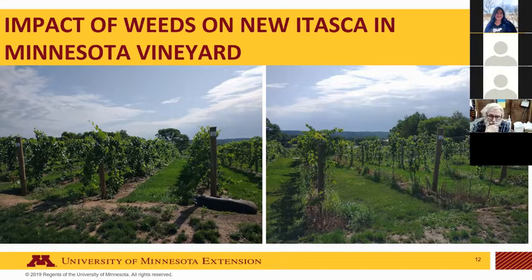And so the rows on the left, and these are Itasca vines, they were growing very, very vigorously. The ones on the right were allowed to have weeds, and you can see that they were significantly stunted. So this is a dramatic example, but it is an example of a time when, if we're not controlling weeds in those early years, it can theoretically really stunt the growth of those vines.